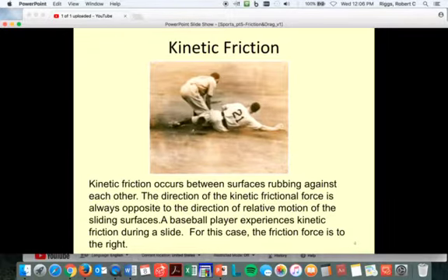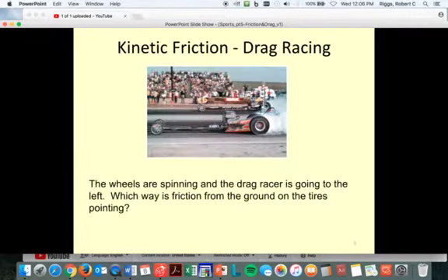A classic example, of course, is a sled, and we're going to look at some great sled dogs too in this. The wheels are spinning and the drag racer is going to the left. Which way is the friction from the ground on the tires pointing? So he's burning out. The wheels are going this way and he's going this way. So it seems like the wheels are pushing this way, and they are. But the Earth's still so much more massive than that dragster, pushing it forward. The wheels are pushing them forward.